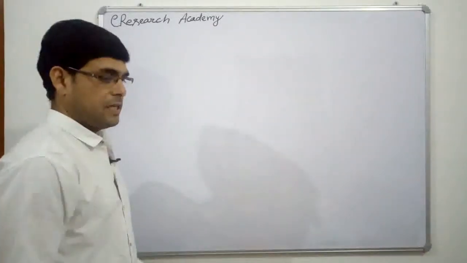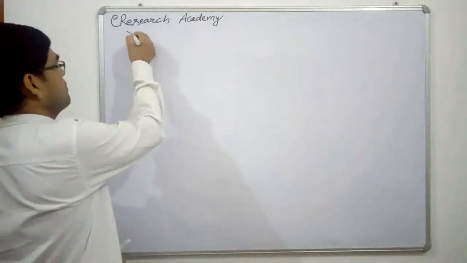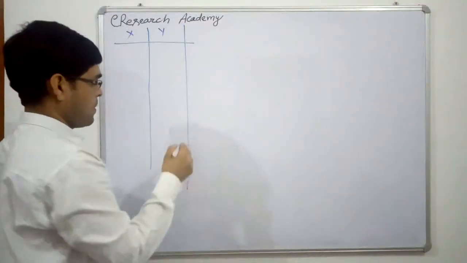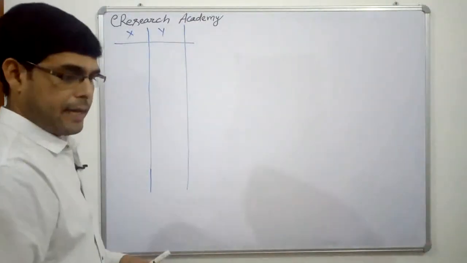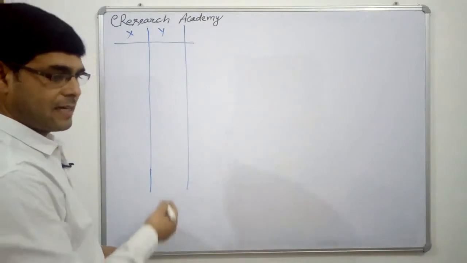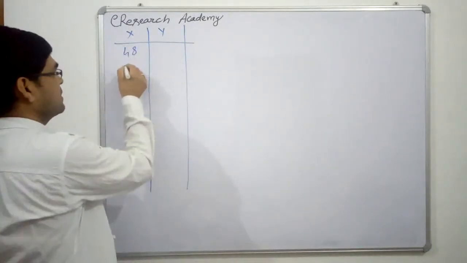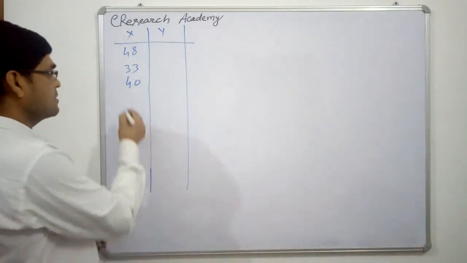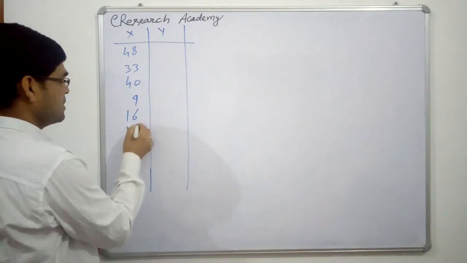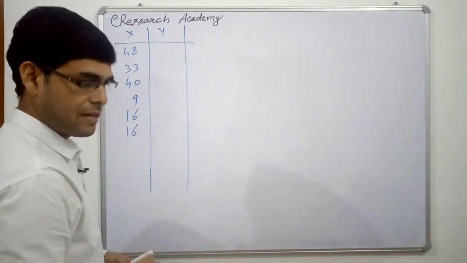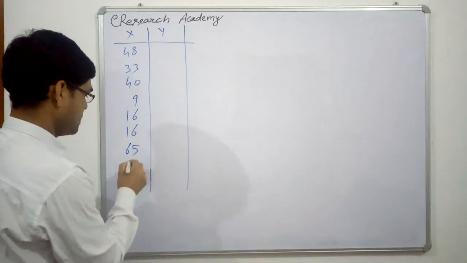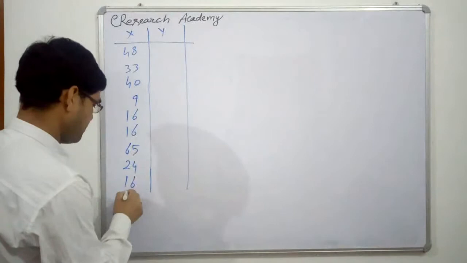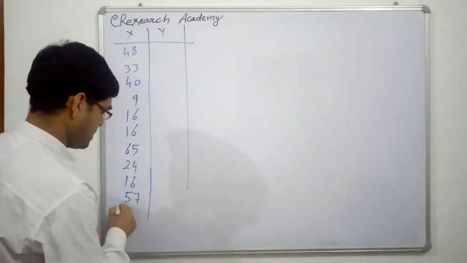So we are given here the two variables, x and y. Inside of x we have 48, 33, 40, 48, 33, 40, then 9, 16, 16, 9, 16, 16, 65, 24, 65, 24, 16 and 57.